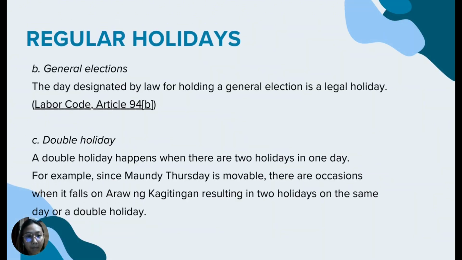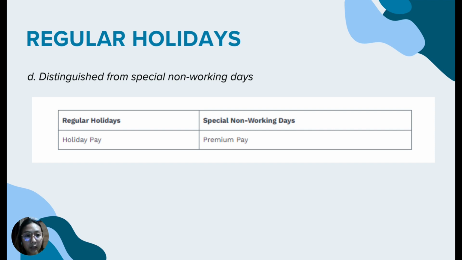So, the general election, the day designated by law for holding a general election, is a legal holiday. And letter C, double holiday. A double holiday happens when there are two holidays in one day. For example, since Maundy Thursday is movable, there are occasions when it falls on Araw ng Kagitingan, resulting in two holidays on the same day, or a double holiday.